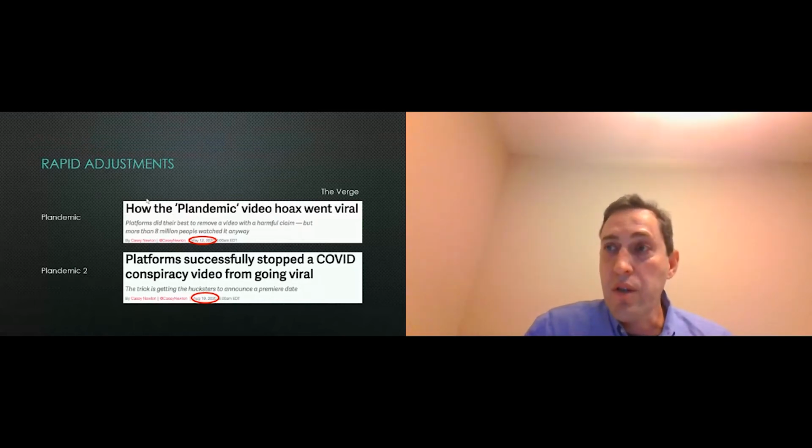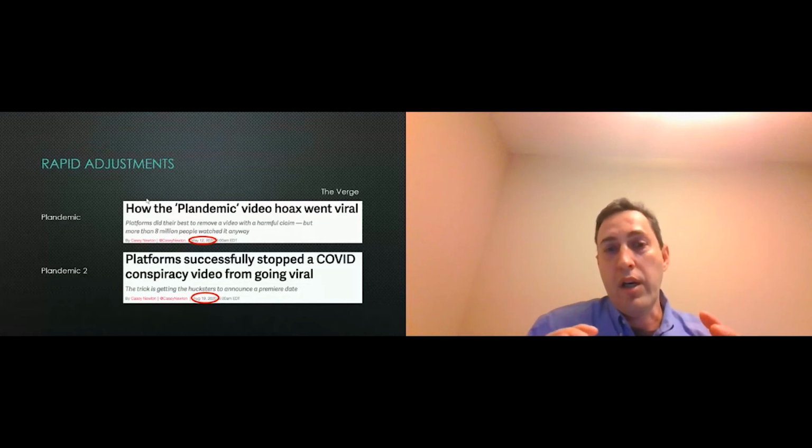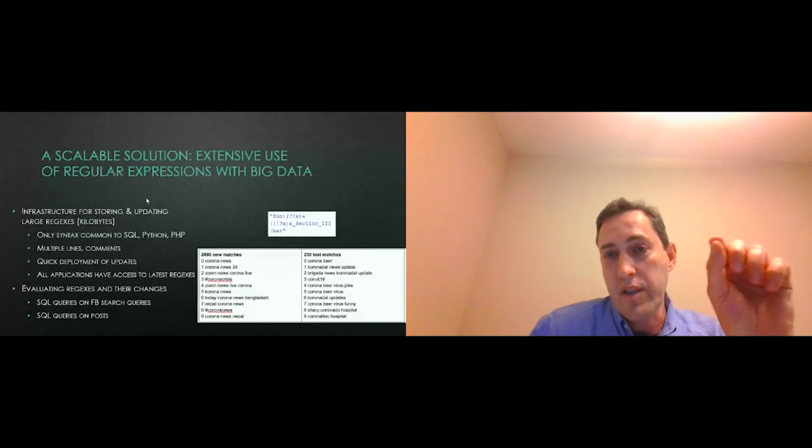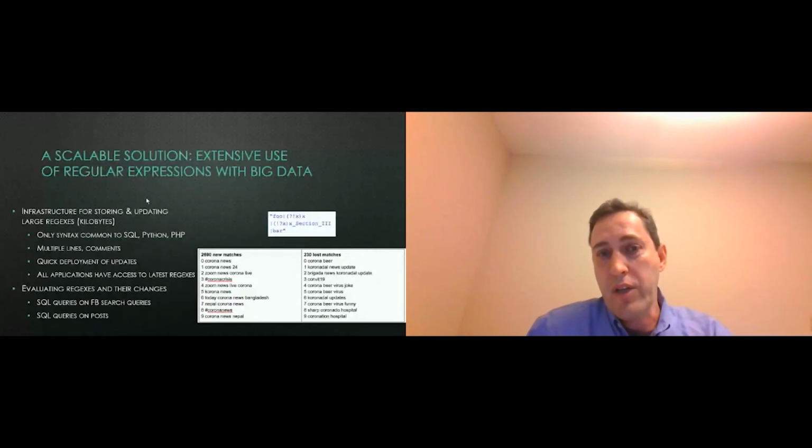Now, what about the details? The scalable solution that we deployed is fairly old school. It's based on extensive use of regular expressions with big data. And the infrastructure here uses syntax common to SQL, Python, and PHP, which took some digging to define. Regular expressions, by the way, if you haven't heard of them, are templates that capture large collections of different text variants. For example, dot is any character, asterisk is any number of preceding characters, so dot asterisk matches everything.